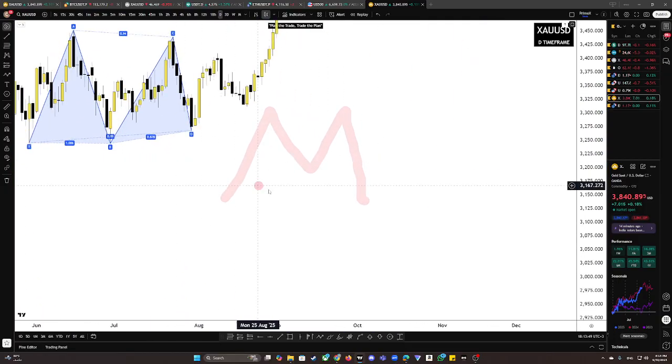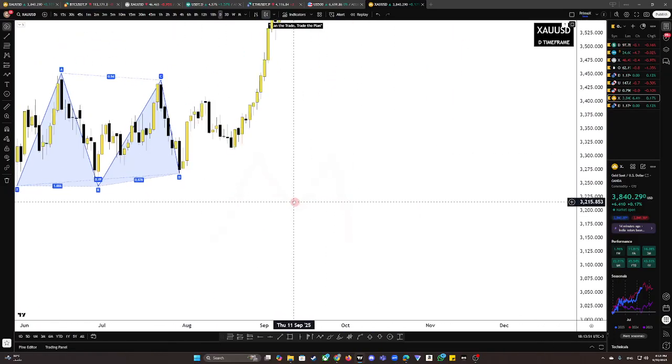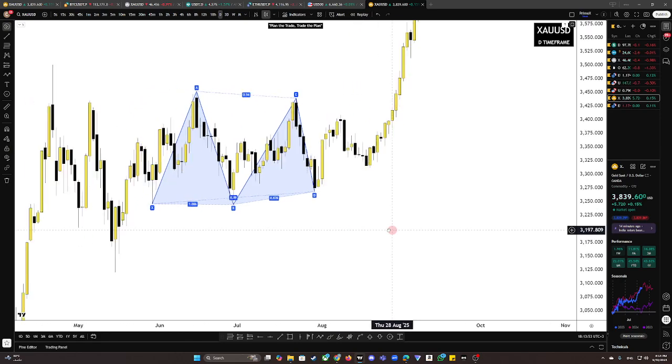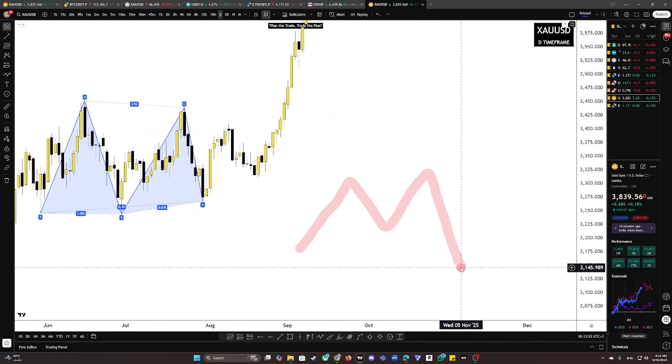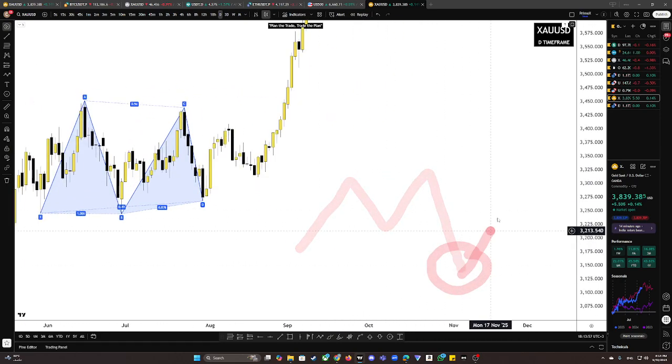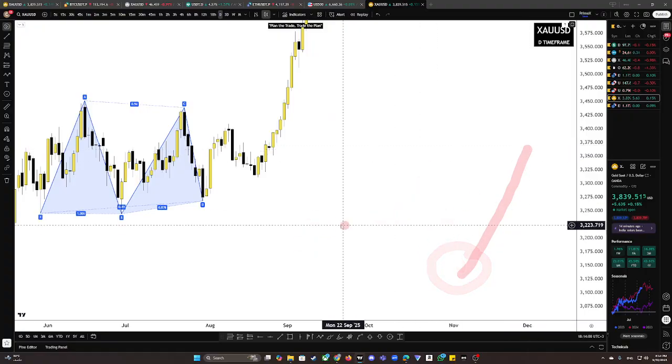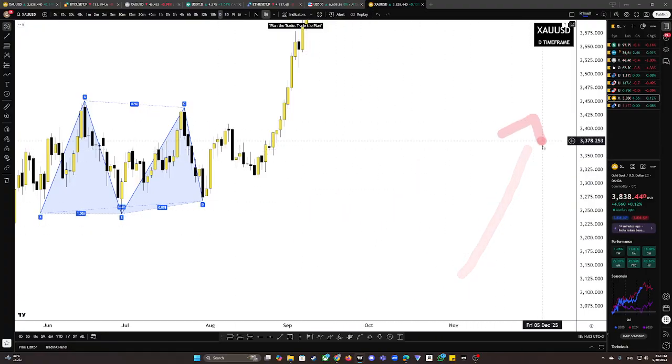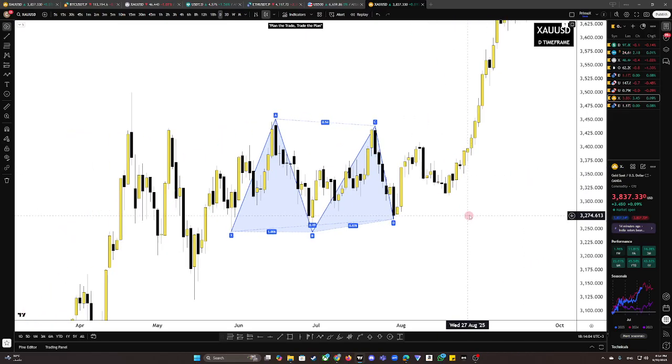And what do we know? We know that the M is a bullish shape. And when you see an M, it means that D is over here. And what do we know after the letter D, the fourth phase of a shape? It usually reverses from there. And this is exactly what happened.